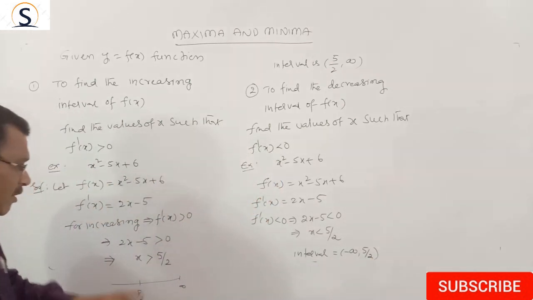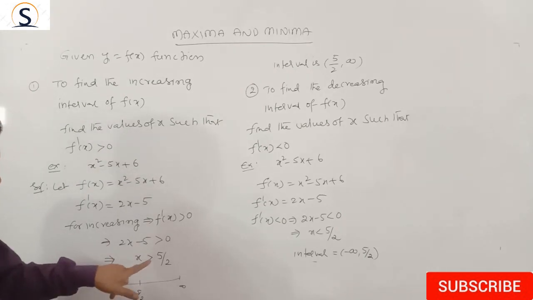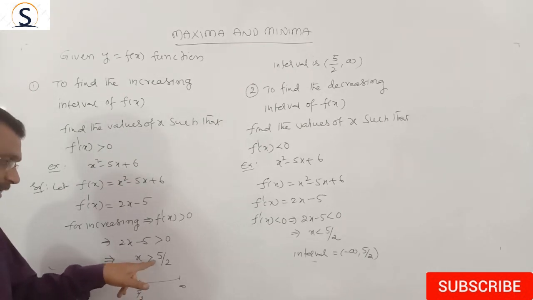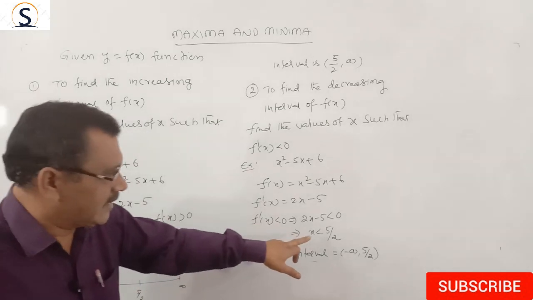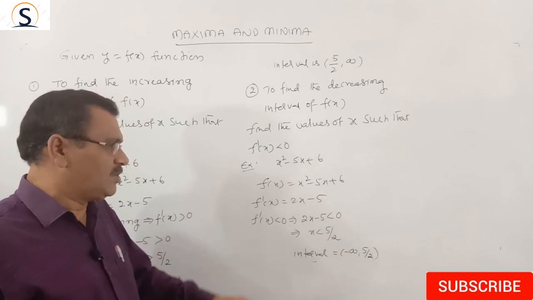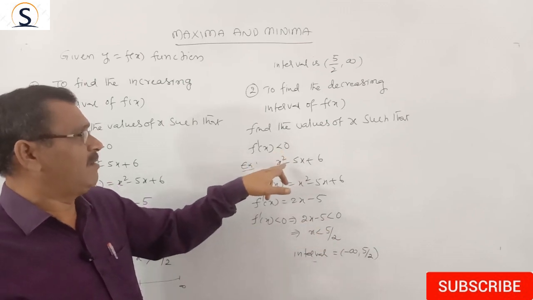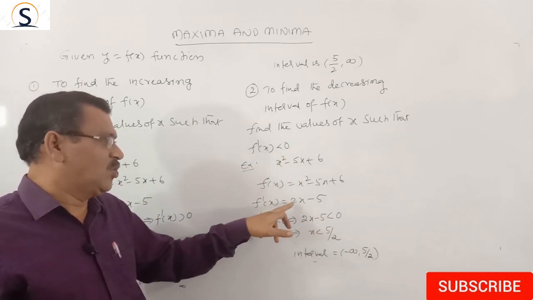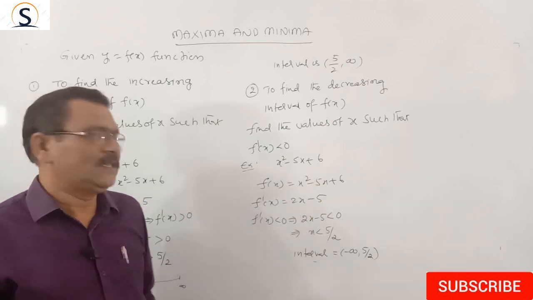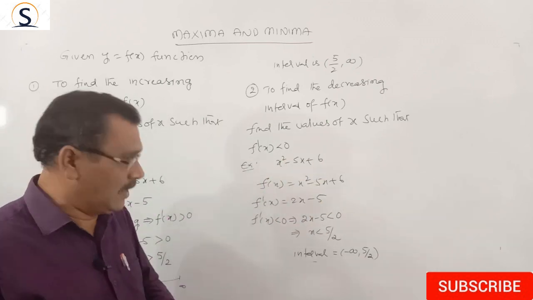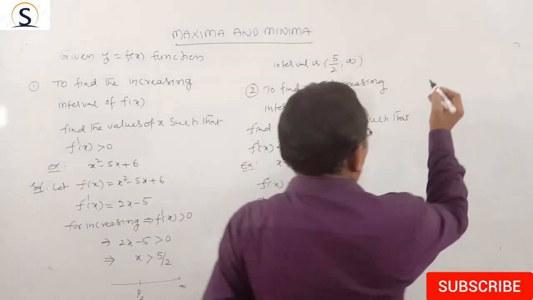Observe here, in both the cases, for increasing or decreasing, we are not including 5 by 2. We are not writing greater than or equal to. Only strictly greater than 5 by 2, and here strictly less than 5 by 2. Now the question: what about x is equal to 5 by 2? Then f dash of x, 2 into 5 by 2, the 2 cancels, 5 minus 5 becomes 0. That means f dash of x is equal to 0. This is the third case. We call it stationary values.